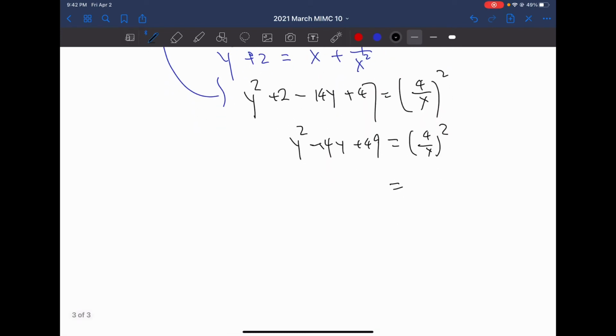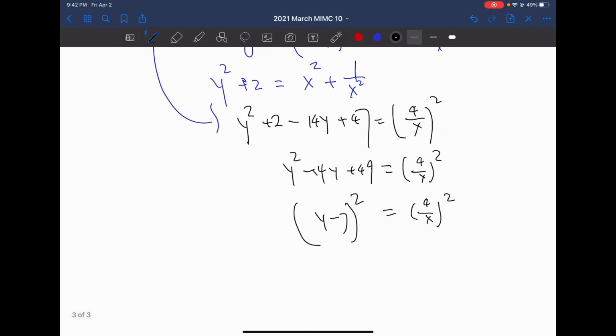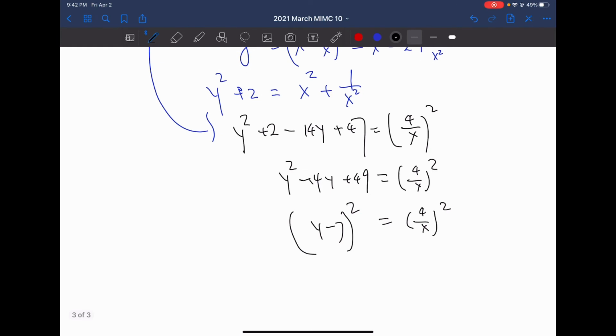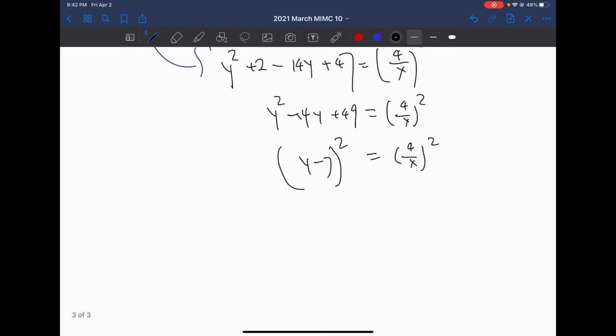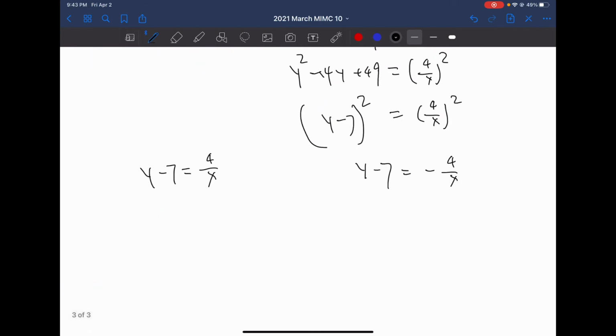And that can be converted into a perfect square, or y minus 7 squared is equal to that. Now we can plug that back in. Now realize that both sides are square, so we have two possible solutions. One possible solution would be y minus 7 is equal to 4 over x, or y minus 7 is equal to negative 4 over x. Let's bust out this solution first.